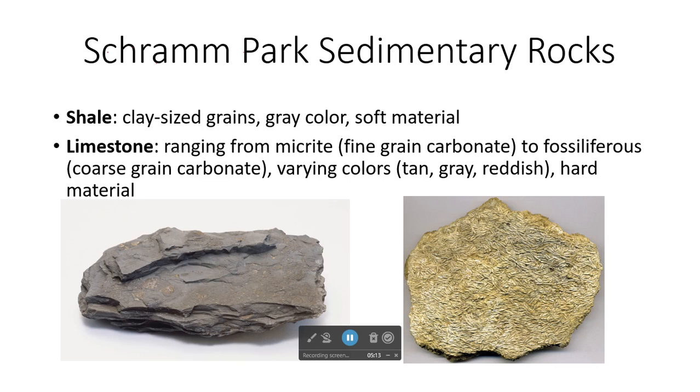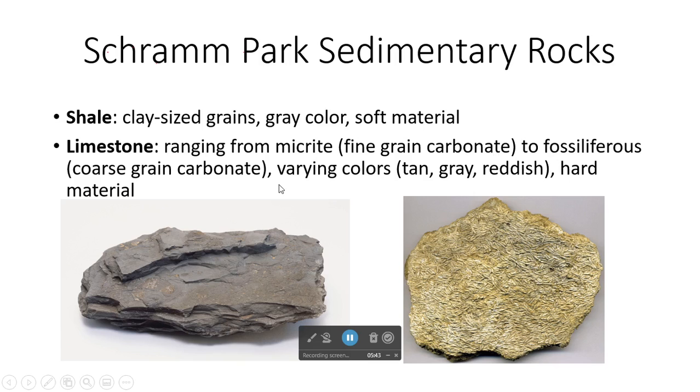So to review from last week, shales are a clay-sized grain material that have been cemented or lithified together. At Schramm Park, they're typically a grayish to red color, and they're made up of softer material, so it breaks down pretty easily. Limestone, on the other hand, here ranges from micrite, which is very fine-grained carbonate. Remember that limestones are made of calcium carbonate. And then to fossiliferous or coarse-grained carbonate.